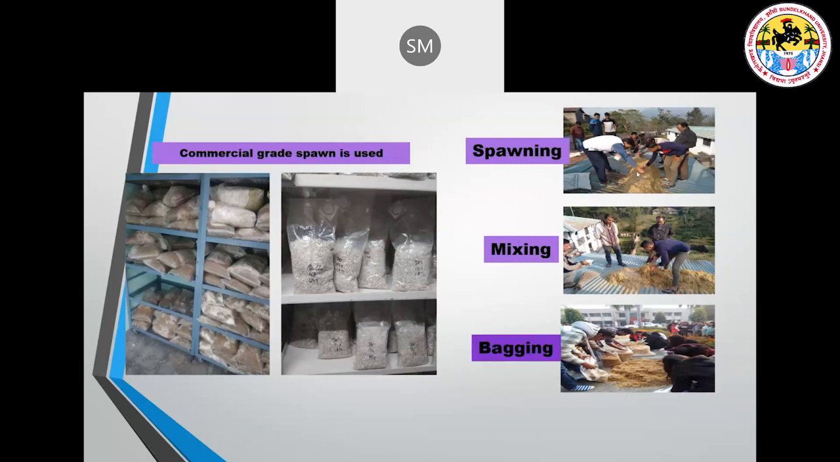Here, the ready substrate is spawned by the students. Spawning by the students in this picture: sprinkling of the commercial grade spawn on the ready substrate of wheat straw, and random mixing of the seed into the substrate. And after mixing, the polythene bags are filled with the spawn mix substrate.